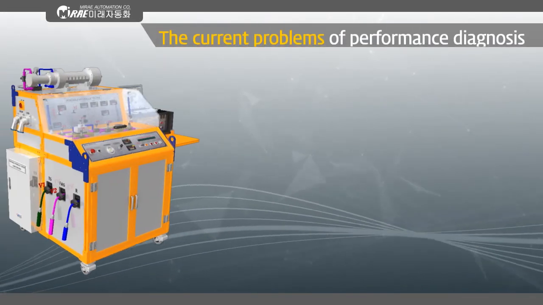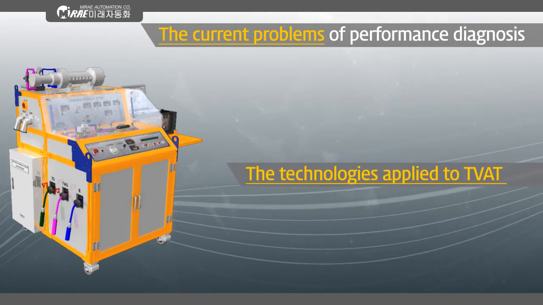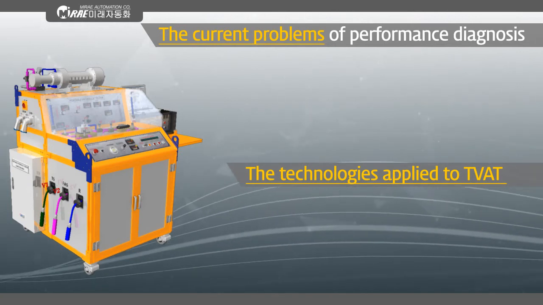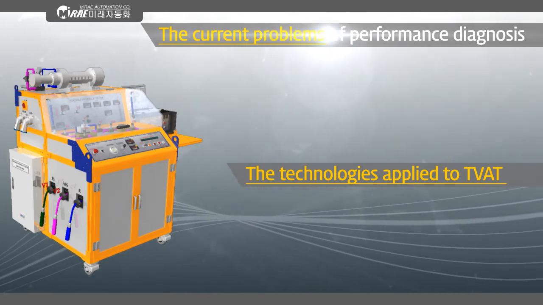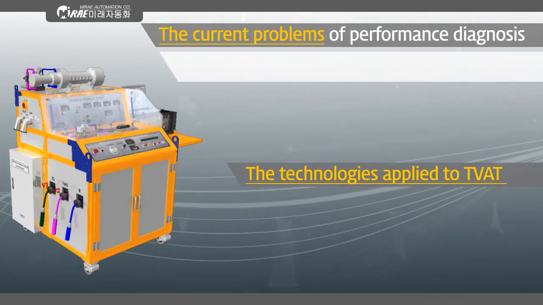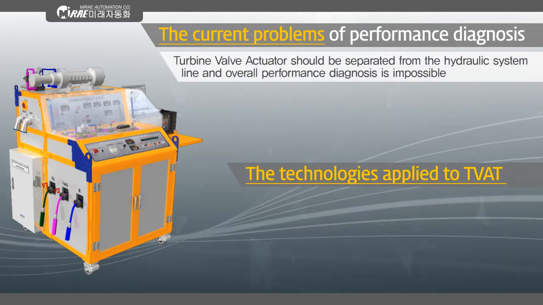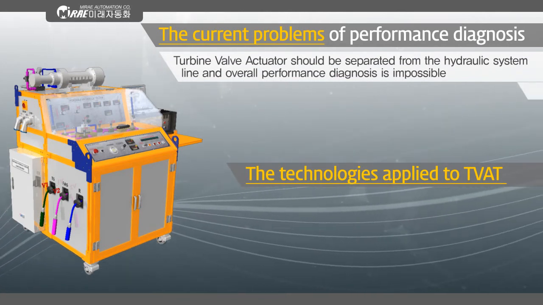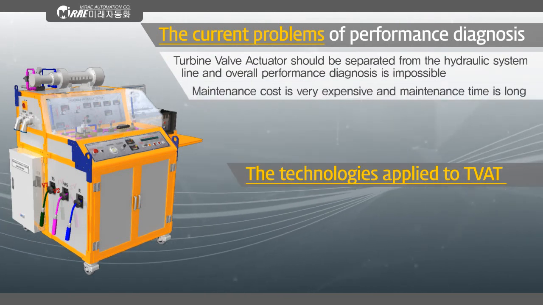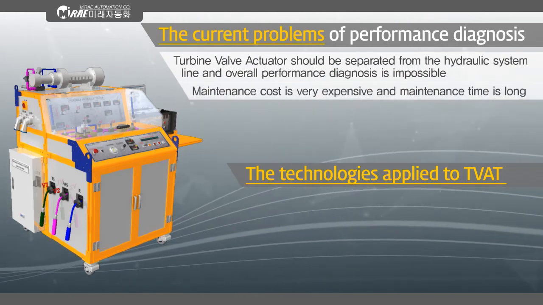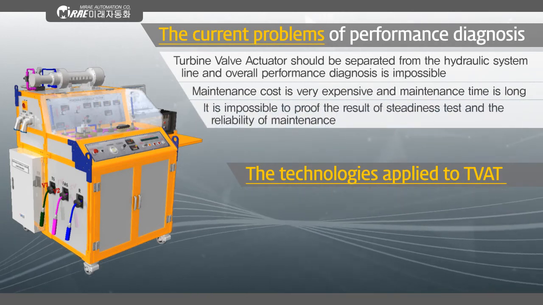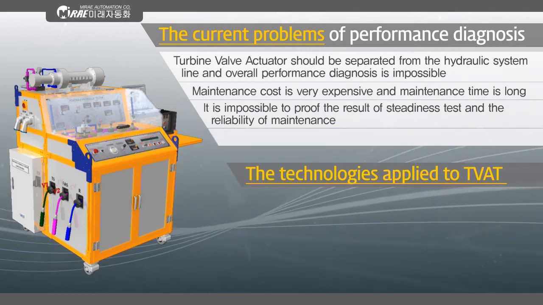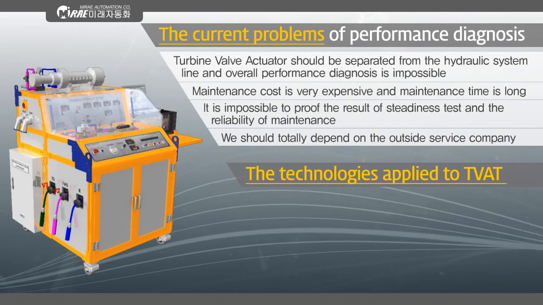The current problems in diagnosis and performance test of turbine valve actuator and new technology applied in the turbine valve actuator tester are as follows. The current problems of performance diagnosis are: the turbine valve actuator should be separated from the hydraulic system line, and overall performance diagnosis is impossible. Maintenance cost is very expensive, and maintenance time is long. It is impossible to prove the result of steadiness test and maintenance by itself in the plant. We should totally depend on the outside service company for the test.